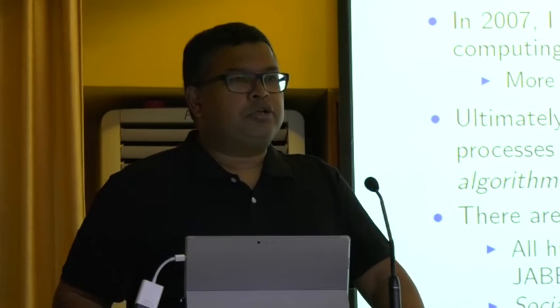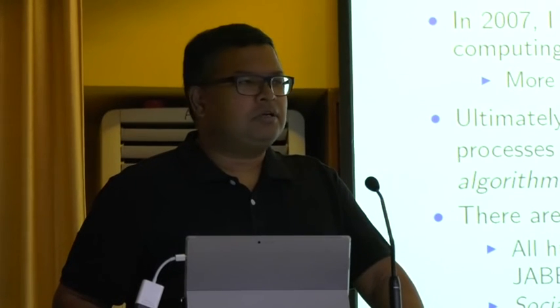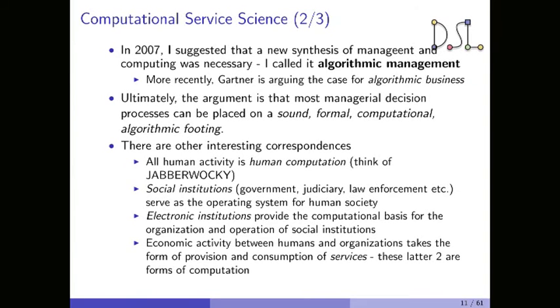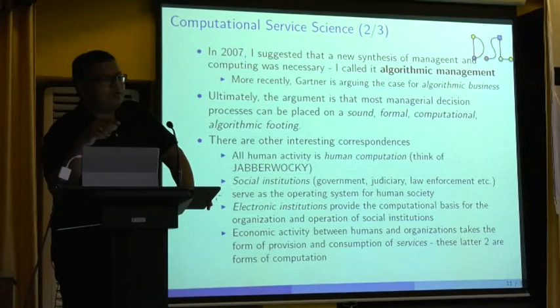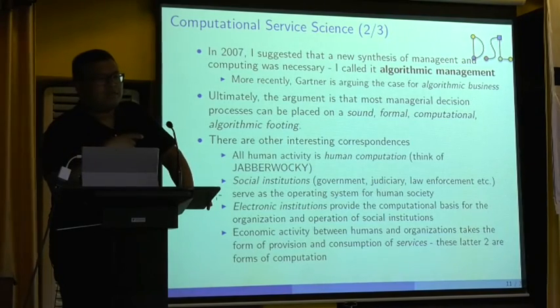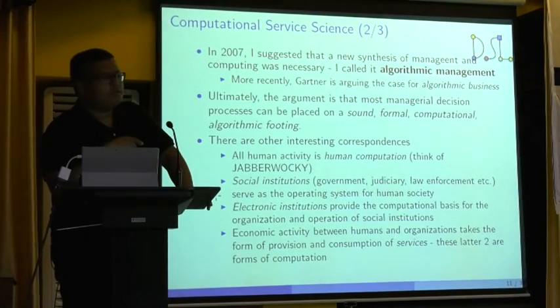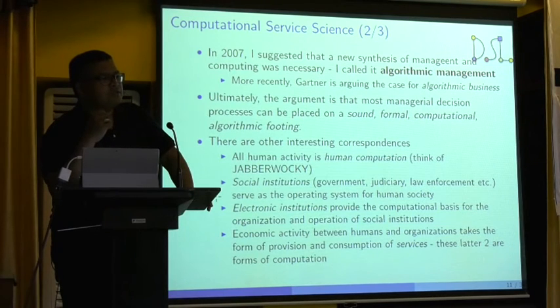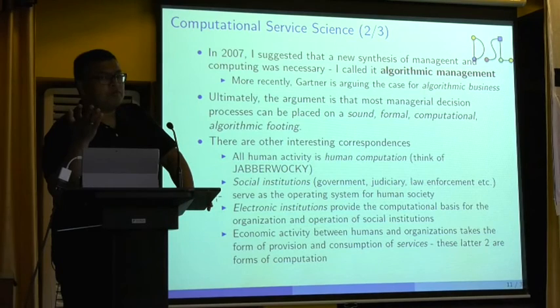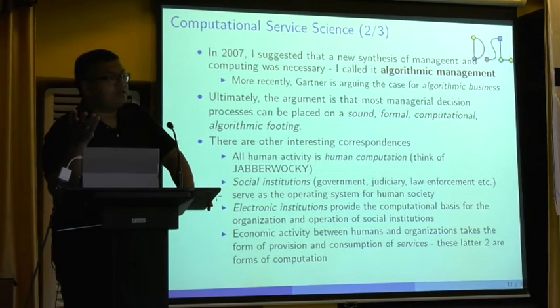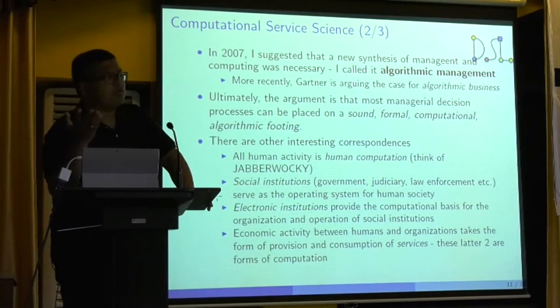In other words, algorithmic management is a term I started using about 10 years back. It has not taken off like wildfire. You will not see the consulting companies of the world use that term until recently, where somebody pointed out to me that, in very much the same spirit as what I was doing, Gartner is recently talking about algorithmic business. What are they saying? They're saying that a lot of business problems and management problems can be placed on a computational, algorithmic footing. So it's being talked about.